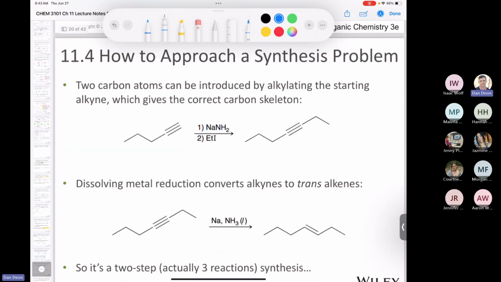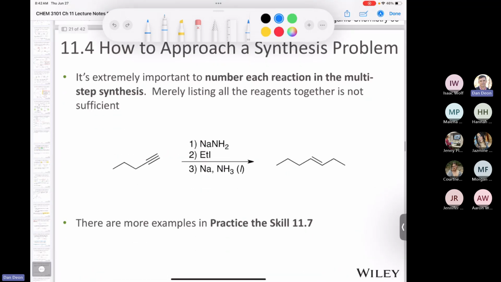has the answer here. Now let's say you wanted to reduce it to the trans alkene, right? You've got to know the trans alkene is sodium metal reduction. You've got to know the cis alkene is hydrogenation with Lindlar's catalyst, all that good stuff.